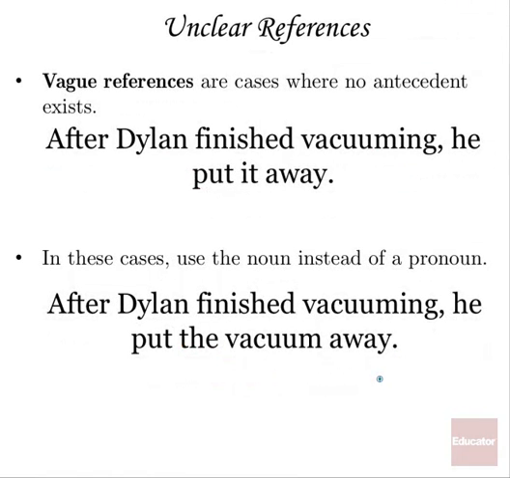All right. Vague references are cases where no antecedent exists. You think there's an antecedent, but there really isn't. "After Dylan finished vacuuming, he put it away." Well, there's our pronoun "it," but what does it refer to? It can't refer to Dylan. He's a person. He never gets replaced by "it." And there isn't another noun in the sentence they could refer to.